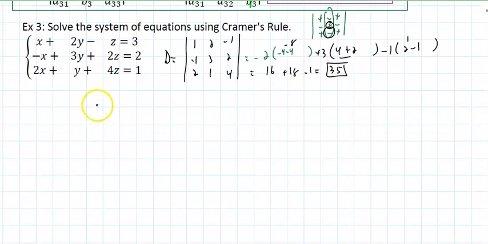All right, now let's say I want to find x. Well, I need d sub x to find x. And to do that, I replace the x column by the constants 3, 2, 1 for the x, and I copy everything else.